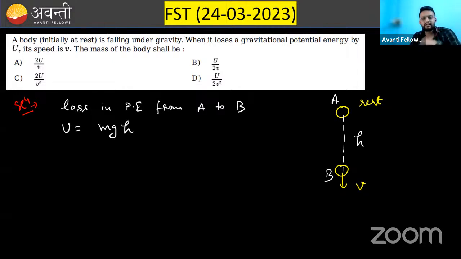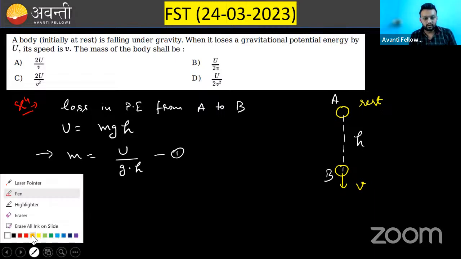I think till now everything is clear. So they are asking about the mass, and that mass will become U by g into h. I think everything is clear till now. Now, h is something that we have assumed by ourselves. It's not given in the question. So we need to eliminate this h. Let's suppose this is equation number 1.